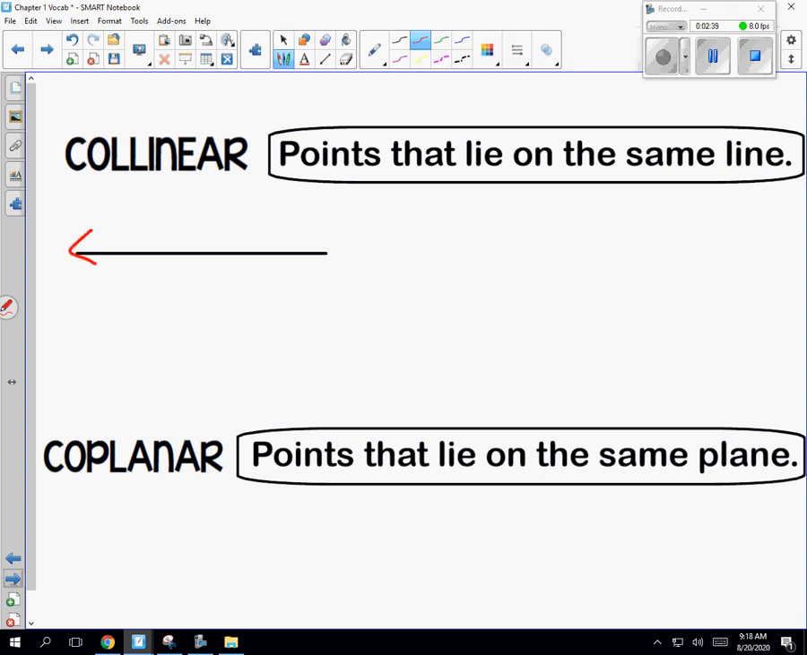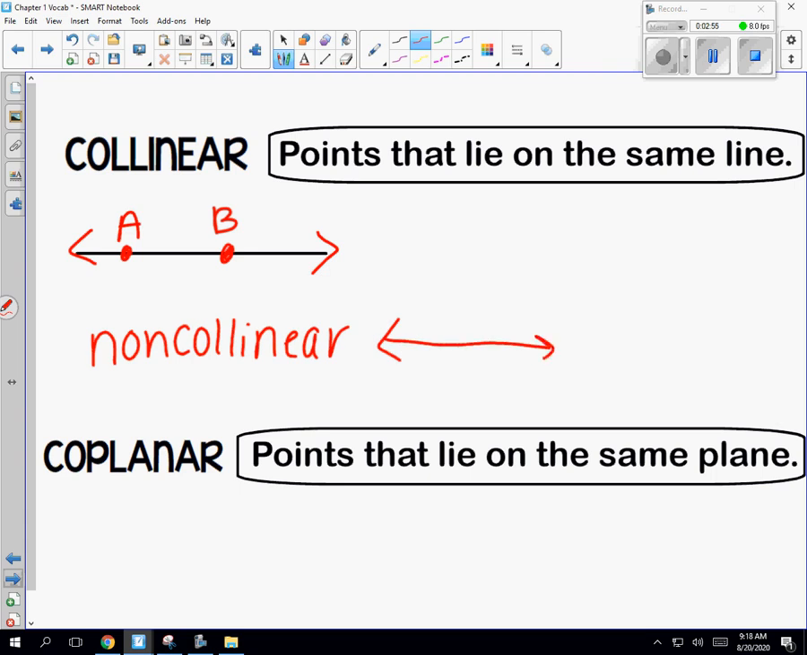So like I just said, collinear means points that lie on the same line. So here we have a line, and then we're going to have points on that same line. Those are collinear. If it's non-collinear, then those points won't be on the same line. It could be 2 different lines or somewhere where those points are not on the same line.